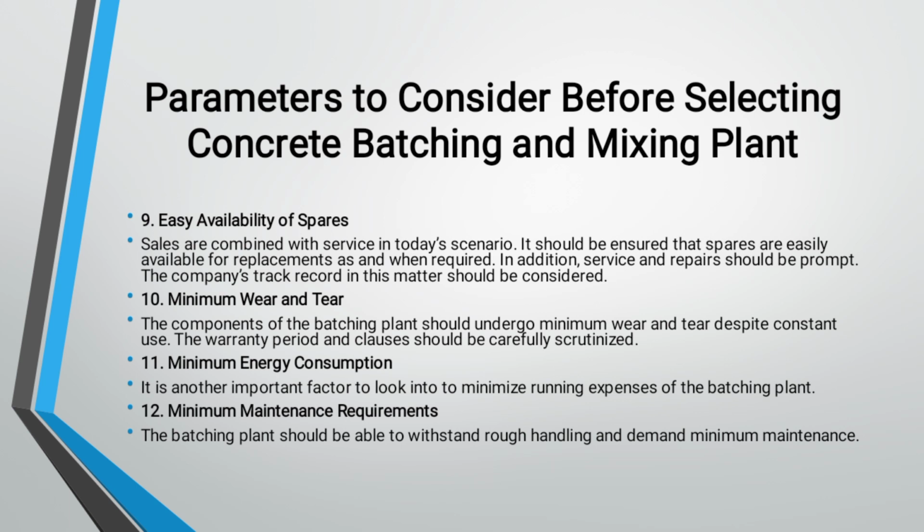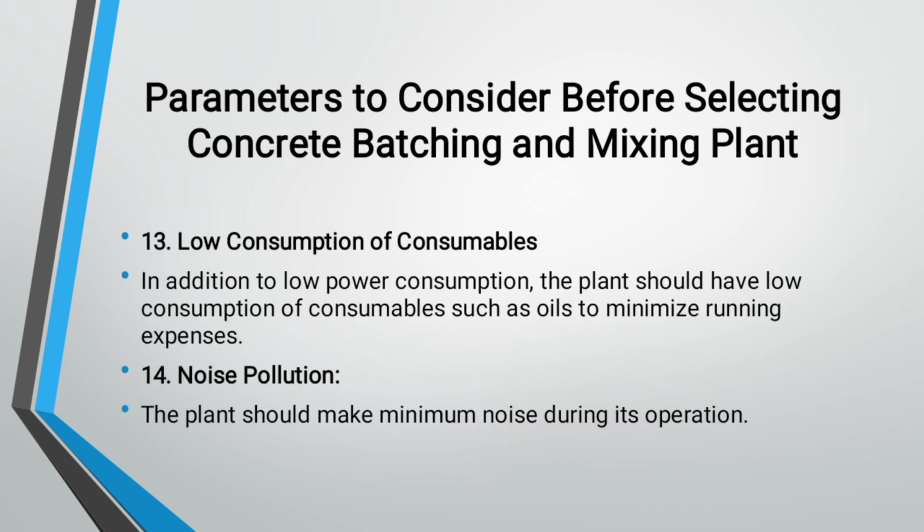Next one, we have got the minimum wear and tear. The batching plant should undergo minimum wear and tear. Next one, we have got the minimum energy consumption. The batching plant should minimize running expenses. Then we have got the minimum maintenance requirements. The batching plant should be able to withstand rough handling and demand minimum maintenance.